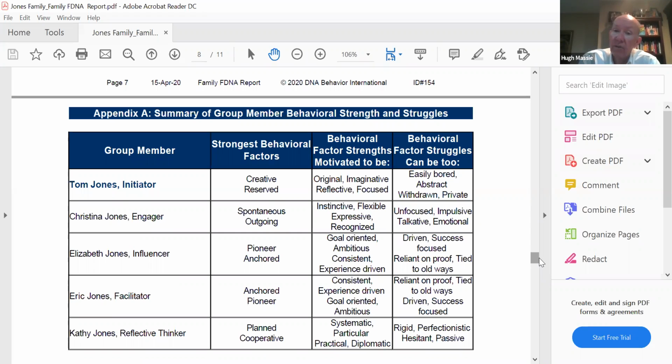But it's also important to understand that on the flip side of the strength is the struggle, which comes from a strength overplayed. So Tom, being quite original and imaginative, if he overdoes that, could just get easily bored and want to change things. Being reflective, he could get too withdrawn. That's how this works.